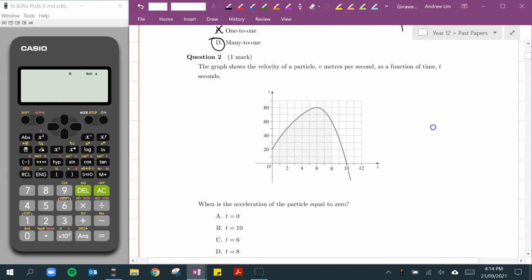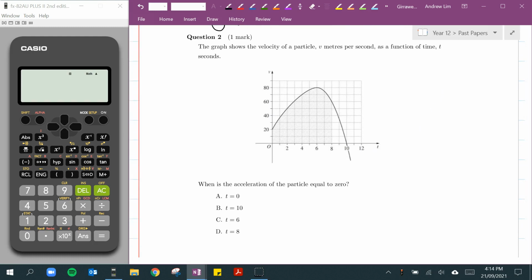Question 2. The graph shows the velocity of a particle v meters per second as a function of time t seconds. When is the acceleration of the particle equal to 0? So the acceleration, we know we've got displacement, then velocity, then acceleration. The acceleration is the gradient function of velocity. So the acceleration is 0 right here when the gradient is 0 for the velocity at t is equal to 6.